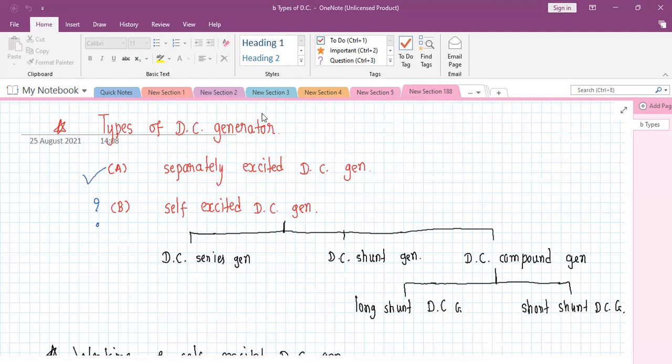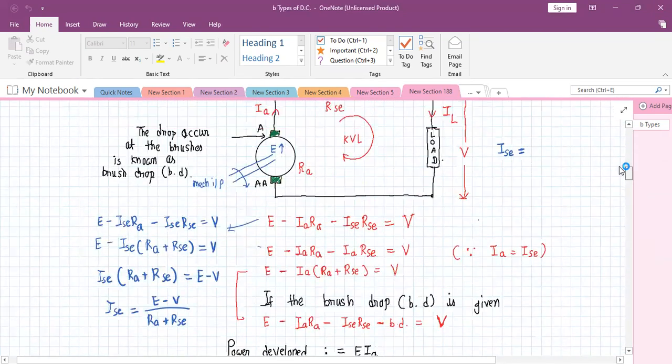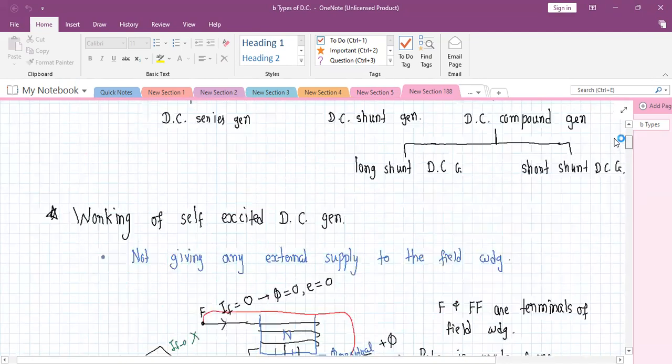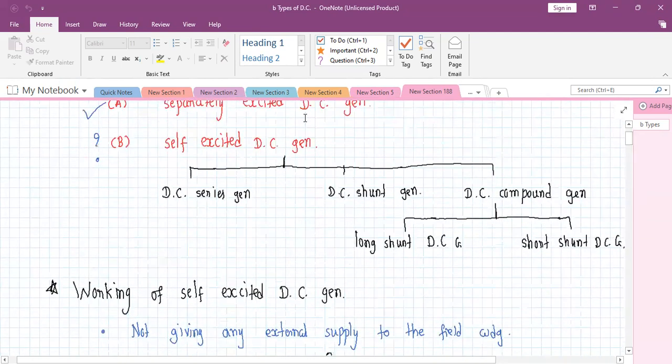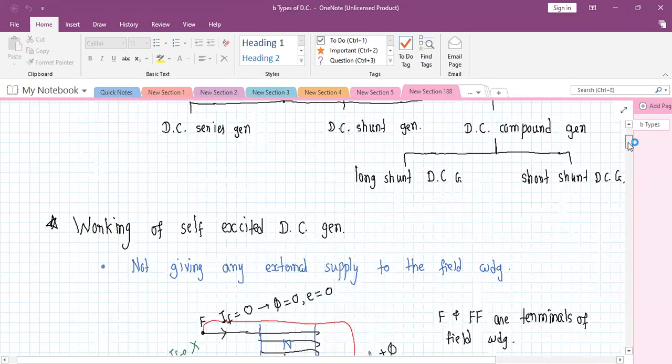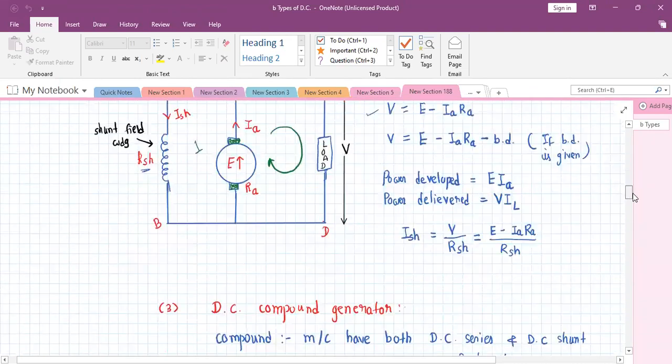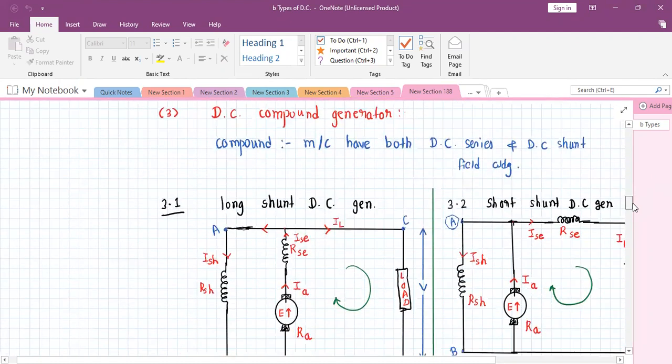Okay, so in the last session, we discussed the armature reaction. Before that, we discussed types of DC generator: separately excited and self-excited. There are two types, separately excited and self-excited. Then the working of the self-excited DC generator: DC series generator, DC shunt generator, DC compound generator.